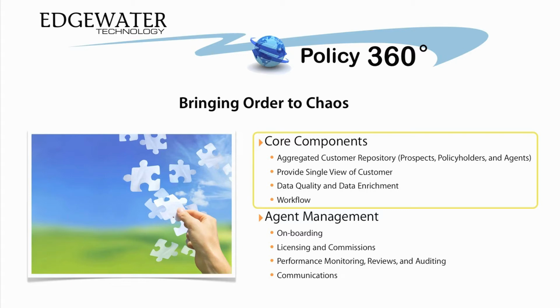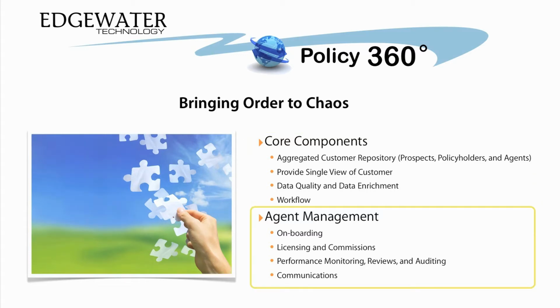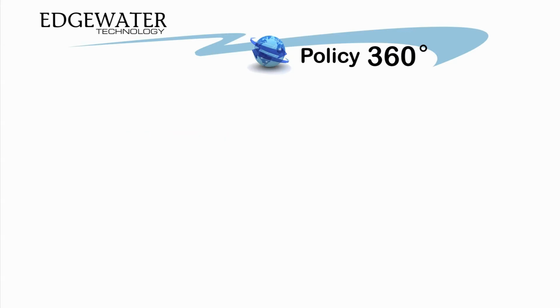The Policy 360 concept not only provides a single view of the insured, like you can see from the core components above, but it also can be used for agent management as well, and look at tasks such as licensing, commission, and comprehensive communication, as well as tying agents or producers to their insureds, as you will see in our demo in the next few minutes.